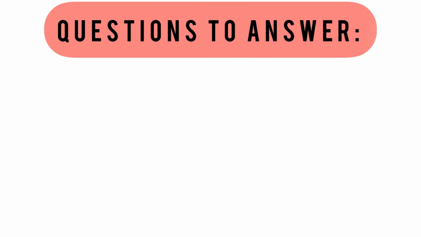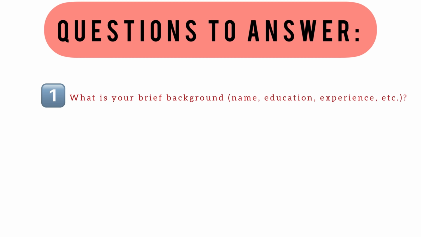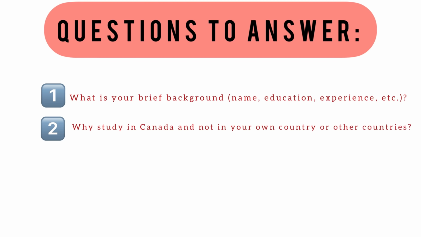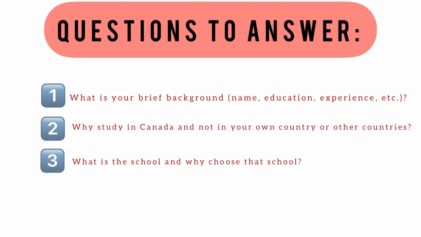So now that you already see my letter, here are some tips on making your SOP. Let me just tell you that it doesn't need to be the same flow as my letter. The important thing is your letter can answer these following questions. First, what is your brief background, like name, education, experience, etc.? Second, why study in Canada and not in your country or other countries? Third, what is the school and why choose that school?